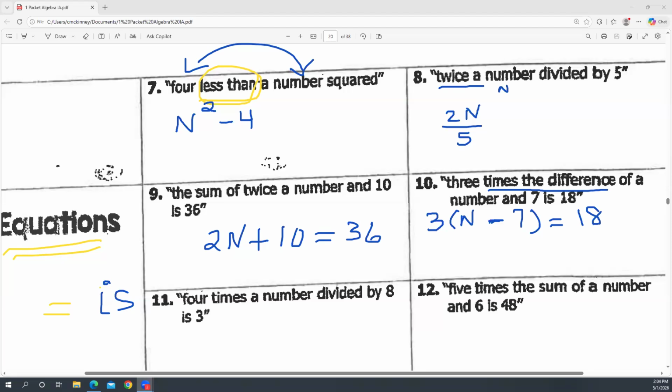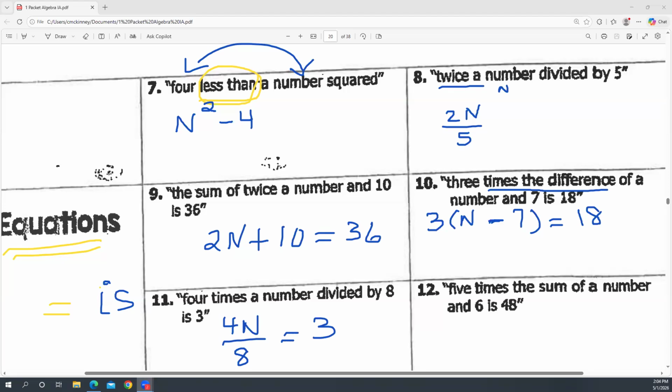Number 11, 4 times a number. Again, I've used n, but you could use x, or I could use c, since it's my initial, if I want. 4 times a number divided by 8 is 3. Now, we could solve these, but they might have some messy answers. We don't need to solve them. We're just practicing translating them into algebra for now.